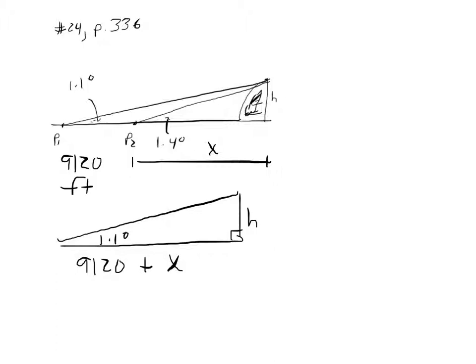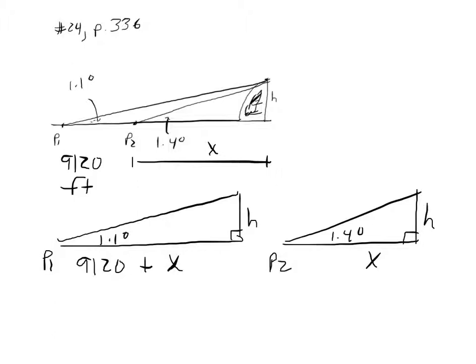Now I can also draw the second triangle from my second position. From P2 here, my angle of elevation up is 1.4 degrees. Here's my H, and I know this distance is X. So if I look at the situation, I've got two equations and two unknowns, an H and an X, and ideally I want to find H. It might be easier to find X first, and then use a relationship to find H. But let's see how we can do this.